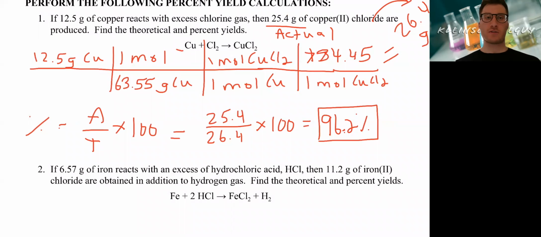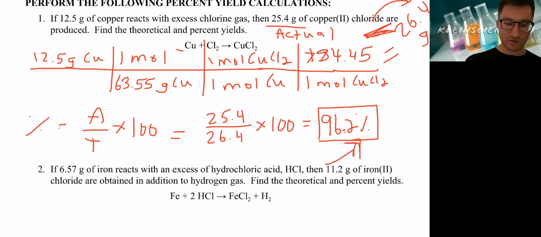Very good. So first what we had to do was go from grams of copper to grams of copper 2 chloride to figure out what our theoretical yield was. Once we figured out our theoretical yield, this value right here, we then plugged it into actual divided by theoretical times 100, and we were able to find that our percent yield was 96.2%.